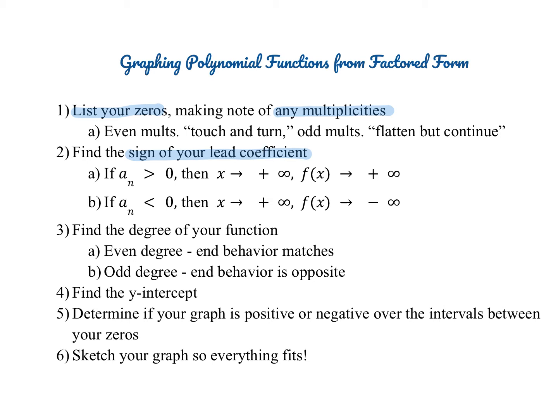After you've done this, then you can find the degree of your function. And if your degree is even, then your end behavior will match. And if your degree is odd, then your end behavior will be opposite. So you can use the degree to help you figure out what's happening on the left side of your graph.